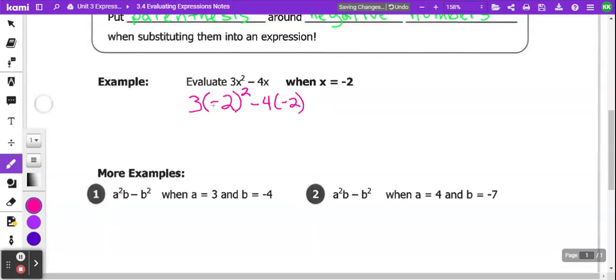Now, once again, I do order of operations, so exponent comes first. And we have to be careful here because when the negative is on the inside, that means negative 2 times negative 2, so that will turn into positive 4. So that will be 3 times 4 minus 4 times negative 2. And then I multiply 3 times 4 is 12. And negative 4 times negative 2 is a positive 8. So we get 12 plus 8, which equals 20.